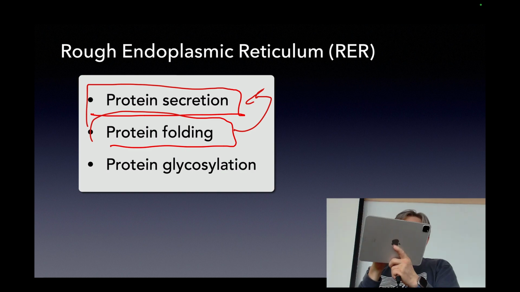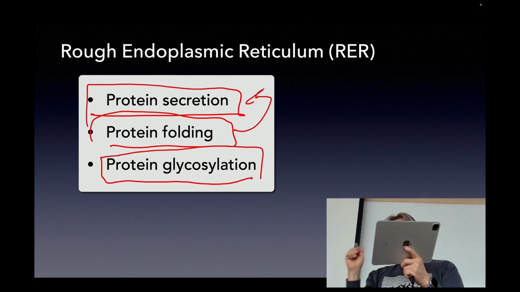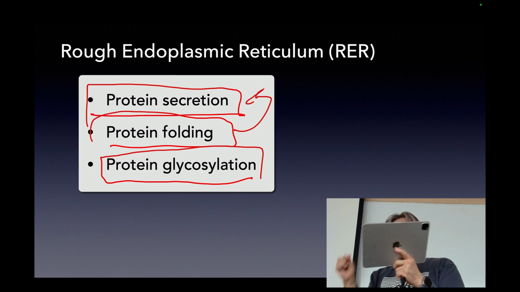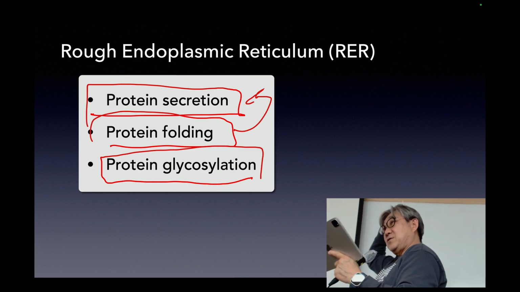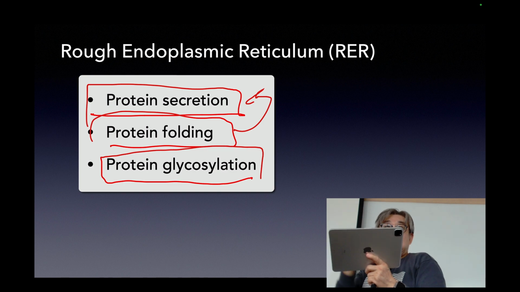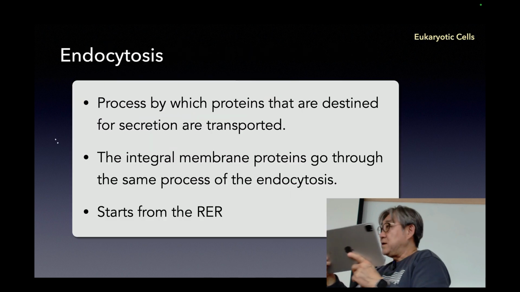And also, protein glycosylation, of course. Those proteins are going to get glycosylated, so that's what happens. This glycosylation happens here in the ER first. Okay, let's take a look at it.